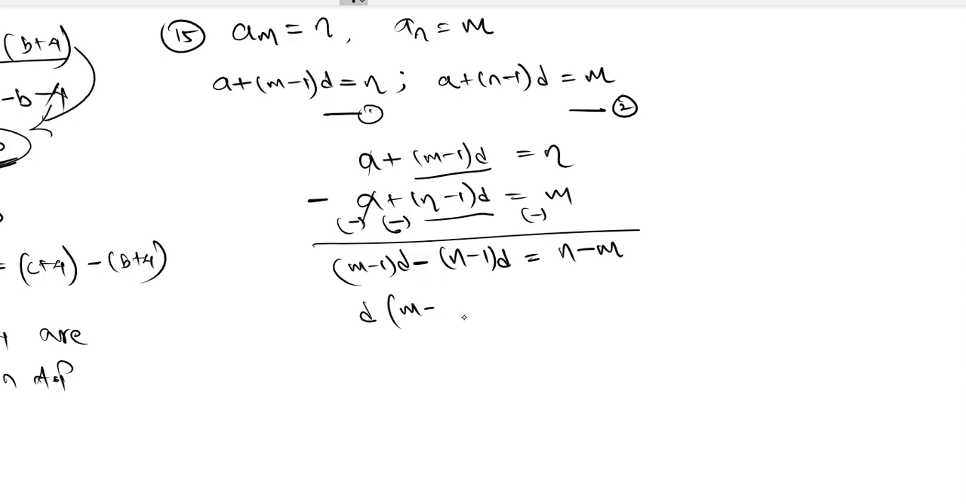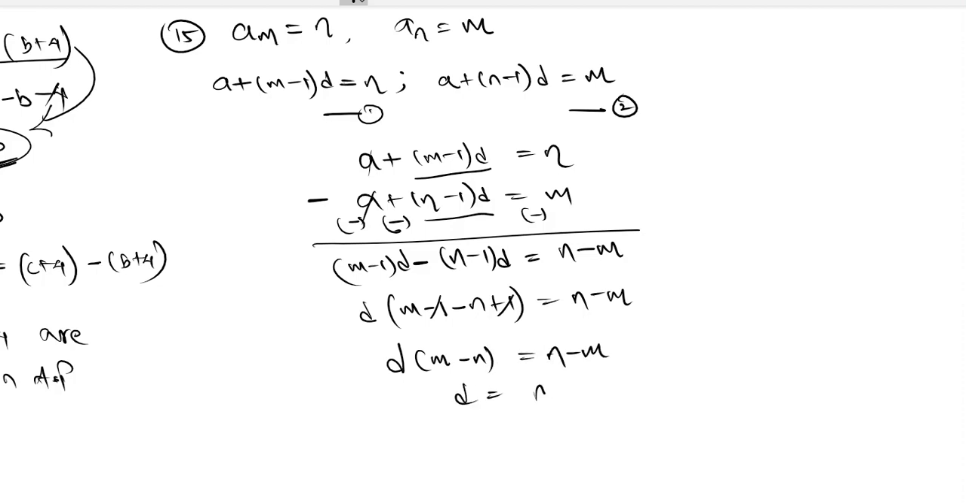Now see, I'll get the value of D in terms of m and n. Here I got n minus m. This is pure algebra, okay? No need to worry. Just watch this video twice and you will get the idea. If I take out D, I get (m minus 1 minus n plus 1), which is equal to n minus m. So minus 1 plus 1 will cancel. This will become D (m minus n) is equal to n minus m.